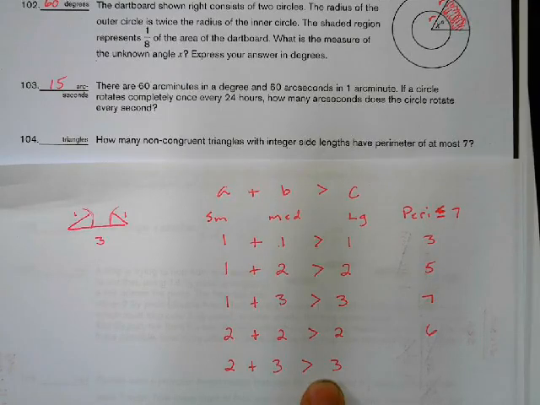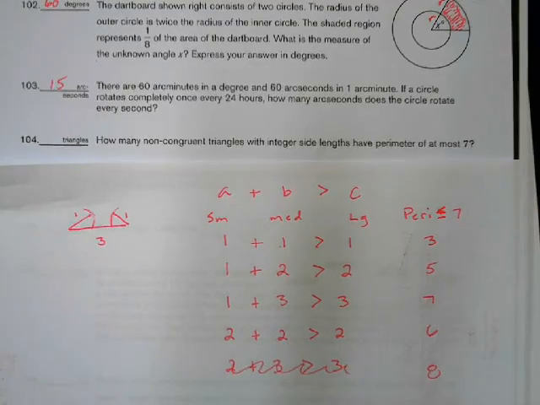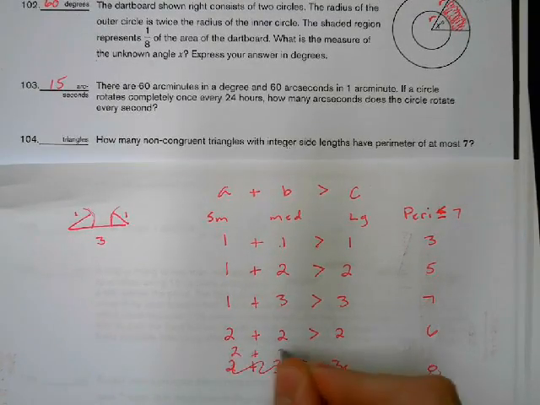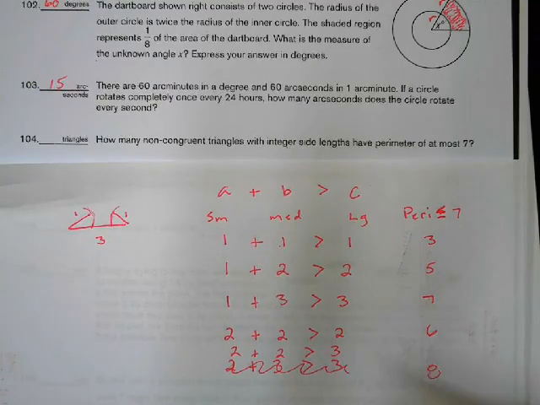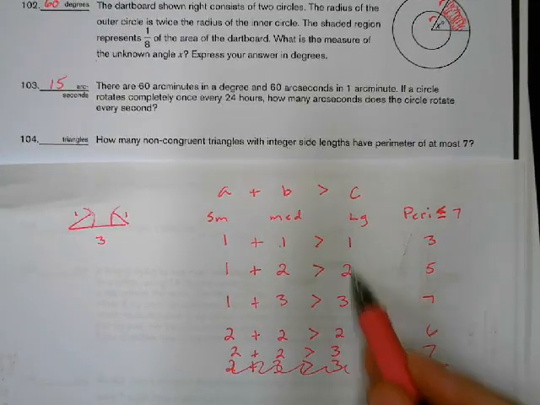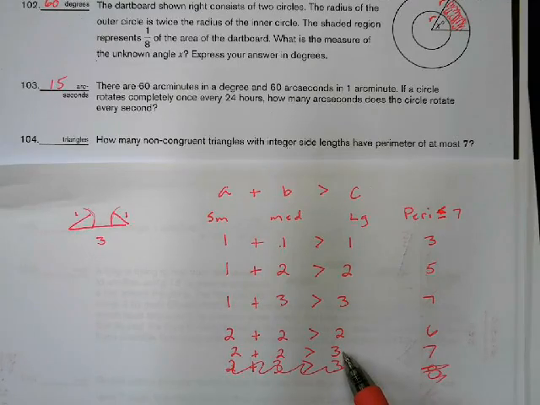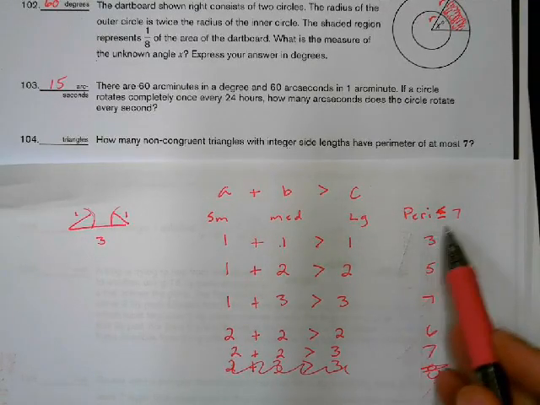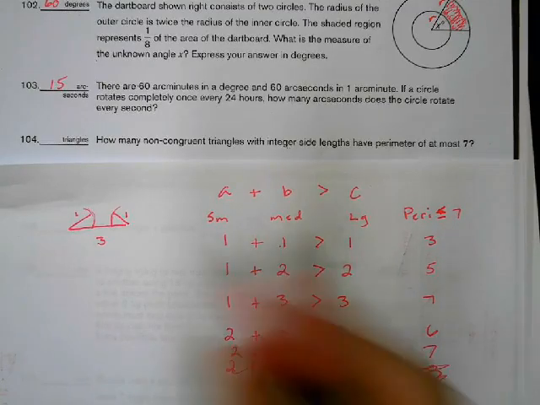What did I miss? Oh, I missed another option. We could have done 2 plus 2 and 3. There we go. That makes 7. 2 plus 2 is bigger than 3, so that works. That was my last one. 2, 3, and 3 made 8, so that didn't work. So it looks like there's only 5 combinations we can do, 5 separate triangles that would work and satisfy this perimeter of at most 7. So 5 triangles. I think that was the answer. It was. Good.